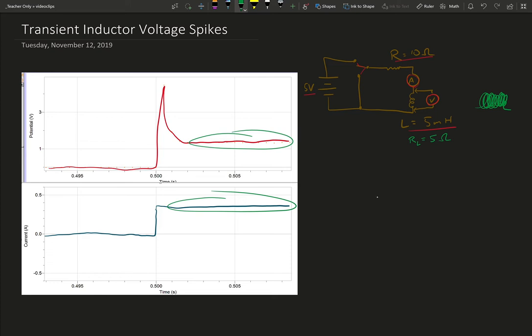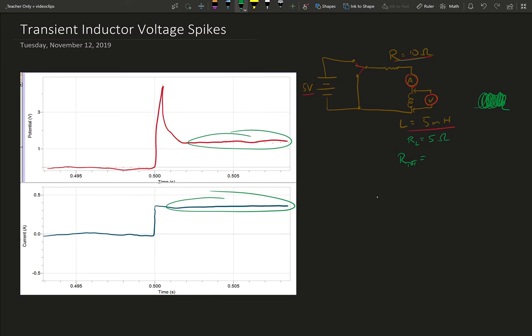So the total resistance of this whole circuit is the 10 ohms from up here, plus the 5 ohms from the inductor, and we have 15 ohms. If I do an Ohm's law calculation for how much current can pass through, voltage divided by resistance will give me current. That means I have 5 volts over, not 10, but 15 ohms. This will give me 0.33 amps.